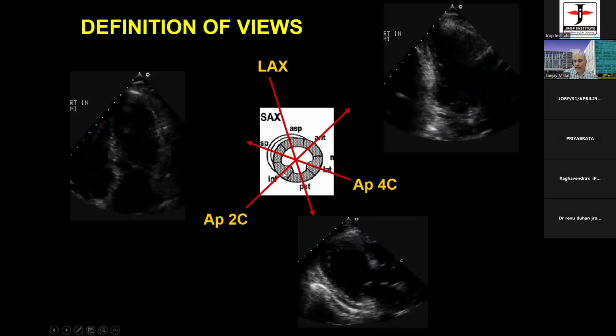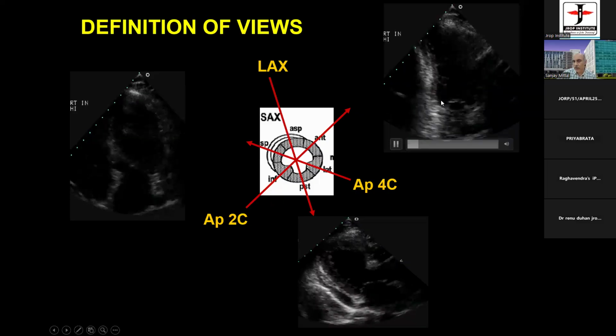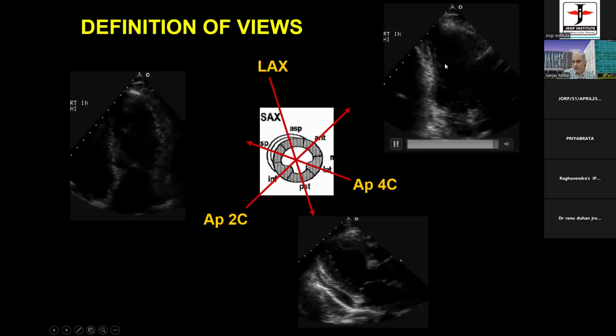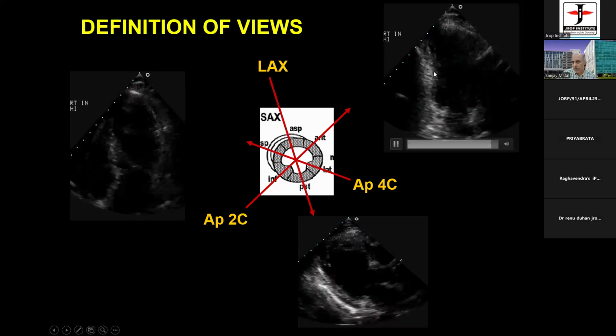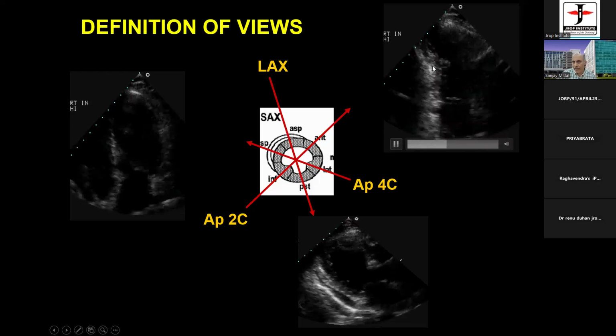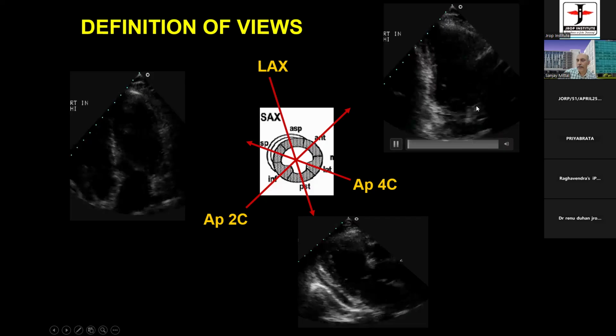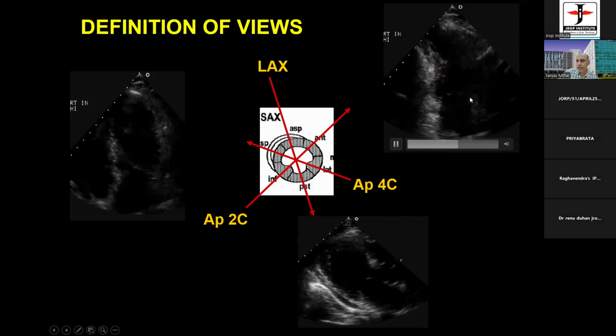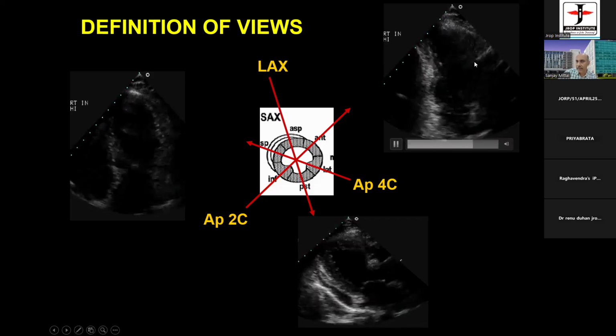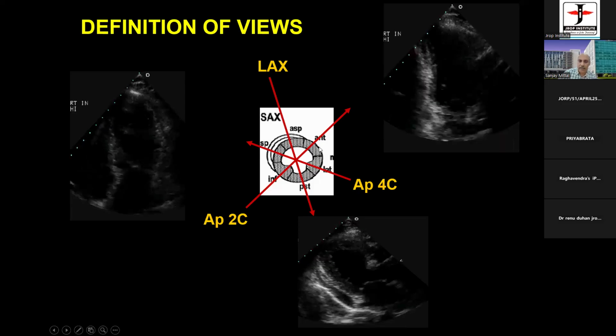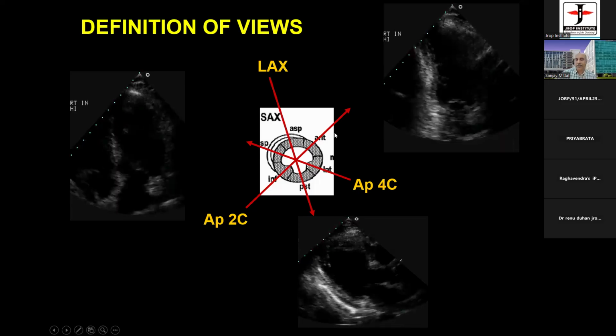And what we would have here is the inferior wall. This is the inferior wall, giving rise to the posterior inferior papillary muscle. So there would be basal inferior, mid inferior, where the papillary muscle arises, and the apical inferior. On the other side, there would be basal anterior, mid anterior, and apical anterior. You can see again no papillary muscle there.